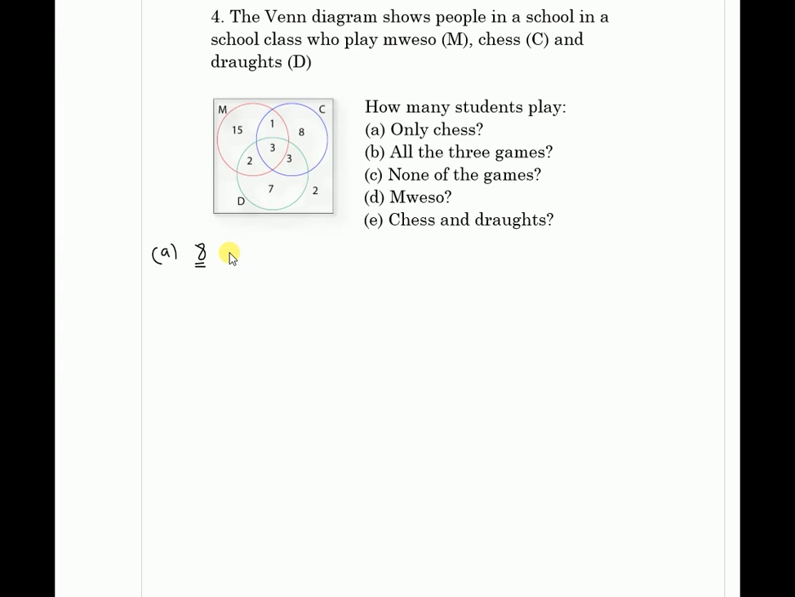So we have part B. Those who play all 3 games. That one is this point there. Those are the ones who play all the 3, and there are 3 also. So 3 people play all 3 games.